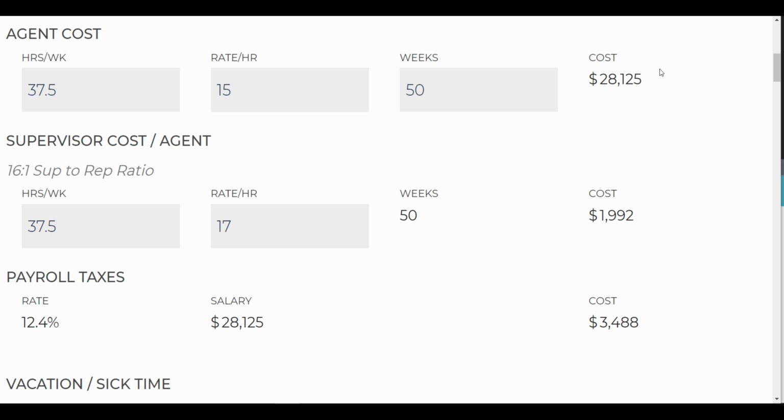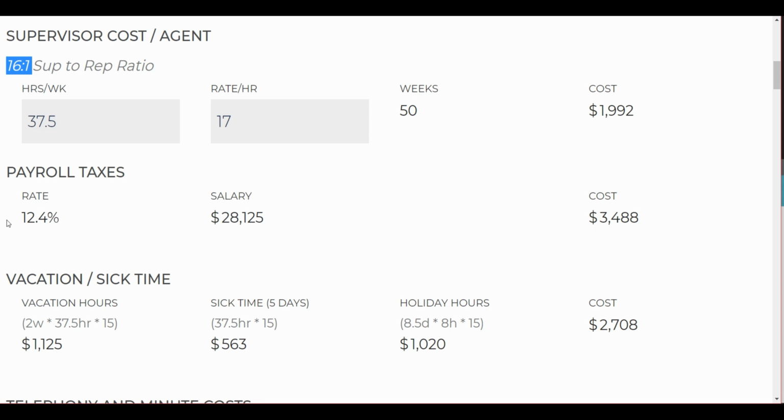So a lot of people just stop right there and say, that's my cost. Well, there's a lot more that really goes into that to budget this the right way. So the next thing is we want to take the cost for the supervisor and prorate it onto that agent. So, again 37.5 hours of working. Supervisor makes around $17 an hour, 50 weeks. We're using a 16-to-1 ratio. So if we divide that out, the cost for each of the reps in your room is right around $2,000 to have that supervisor. So that's another $2,000 added cost to that associate when you're looking at how much the associates are costing you in your room.